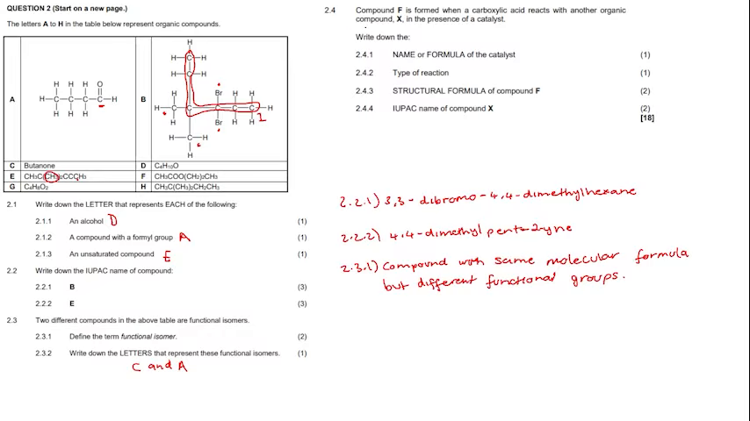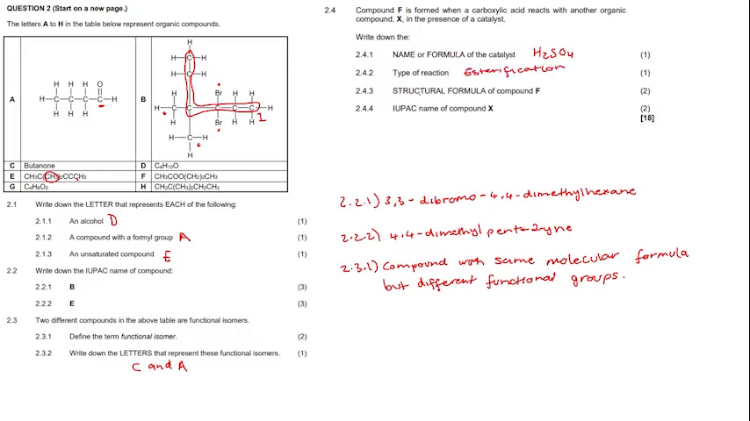Question 2.4. Compound F is formed when a carboxylic acid reacts with another organic compound X in the presence of a catalyst. Write down the name or formula of the catalyst. If we look at the condensed formula of compound F, we can determine that this is an ester. An ester is formed when a carboxylic acid reacts with an alcohol. The catalyst needed for this process, which is known as esterification, is H2SO4. As I've just mentioned, this type of reaction is esterification.